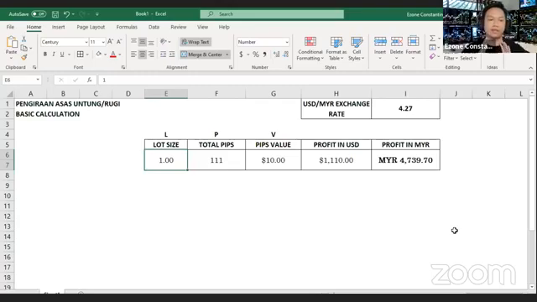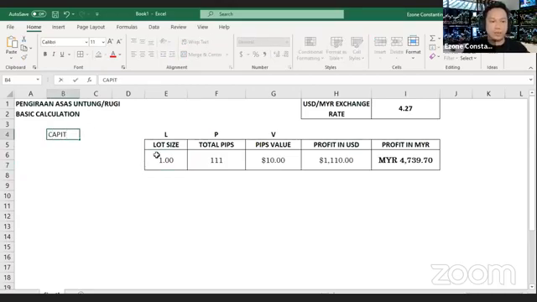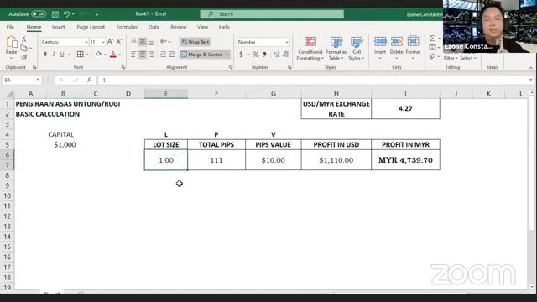Okay, normally as a newbie, especially with your capital, modal, normally those with small modal, you start with maybe $1,000 only. $1,000 in ringgit is about 4,000 ringgit. If you start with less than $1,000, I don't recommend you trade 1.00 lot size. So normally I recommend that if you're a newbie, you start with 0.01. Even though it's small, if you trade consistently, you can make good money.